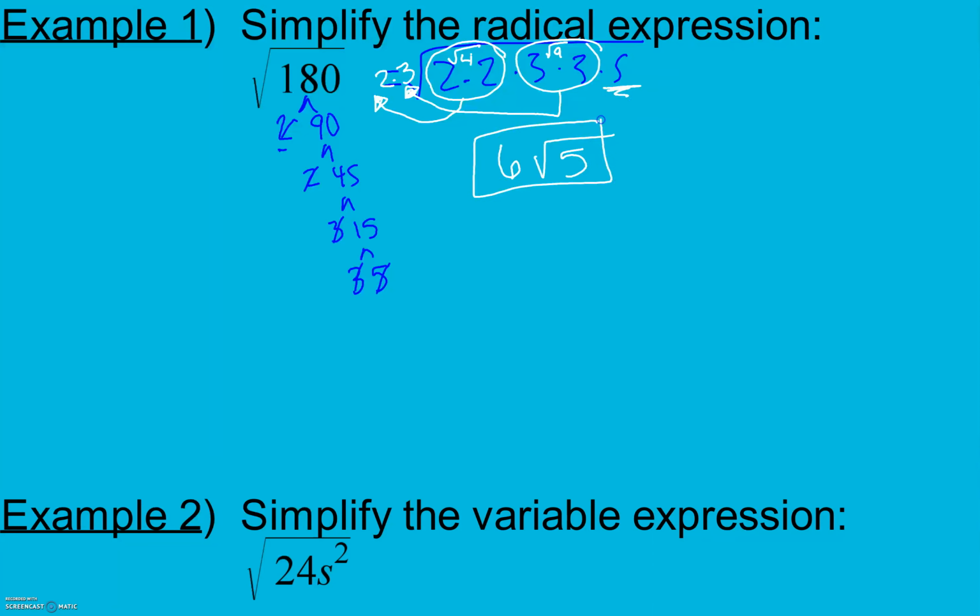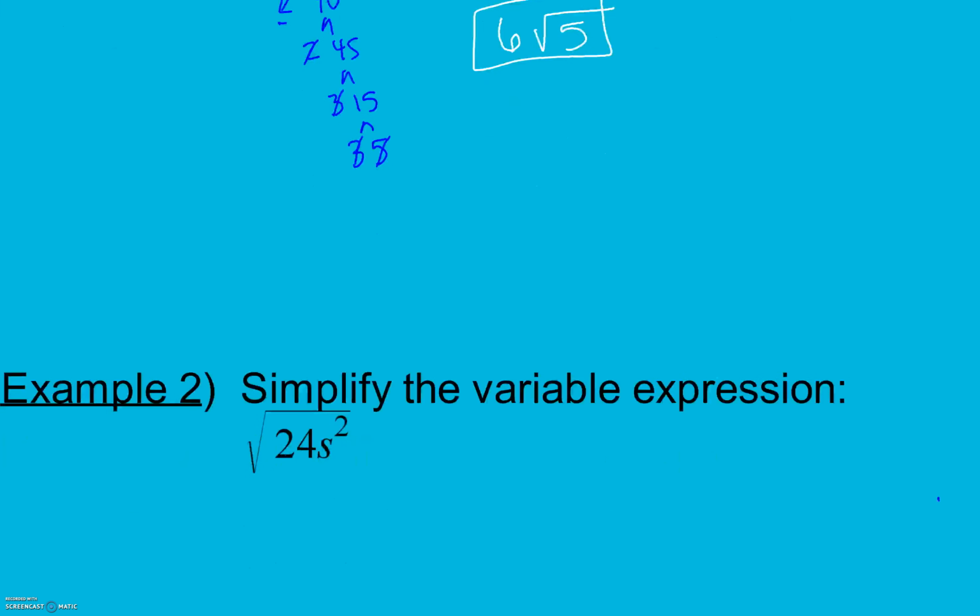So that stays there. If we want to check to see if our answer is still equivalent, we can take the square root of 180, which is approximately 13.4, and we can take 6 times the square root of 5, which is also the exact same value, approximately 13.4. So since our approximate values check, it means that they're equivalent expressions.